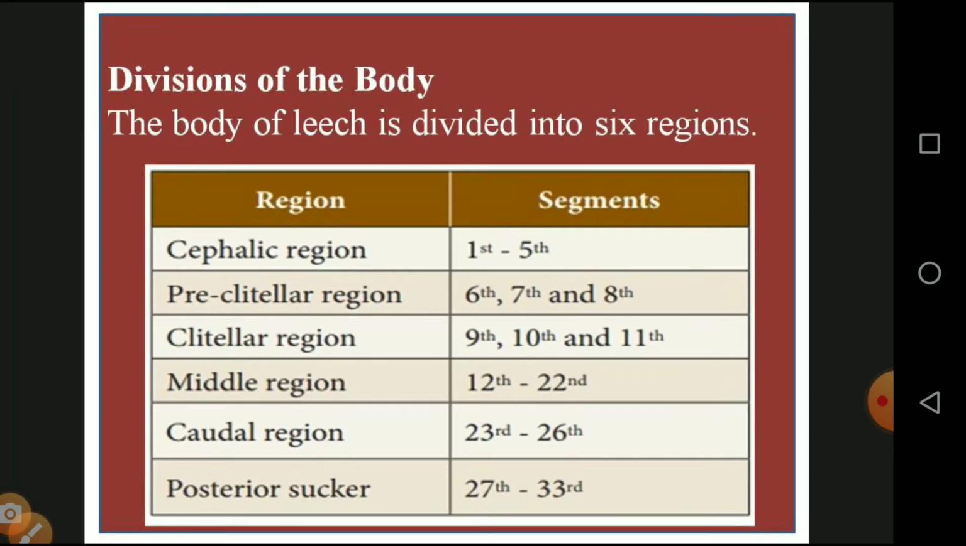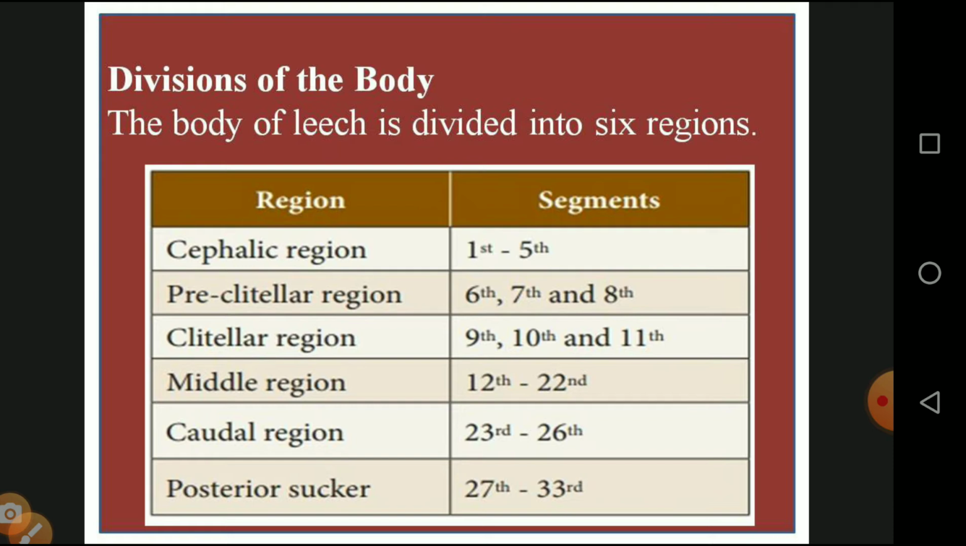The leech is segmented, a metamerism organism, and they have 33 segments. All these things were seen in the last class. Now we will see the divisions of the body in the leech. They have 6 regions. Based on the presence of organs, they are divided into 6 regions.